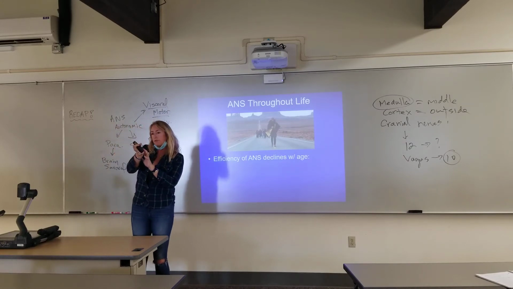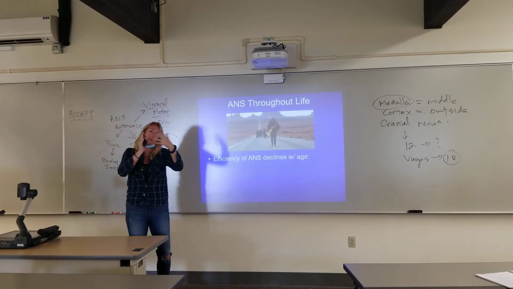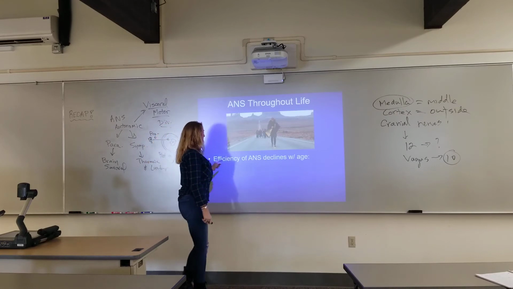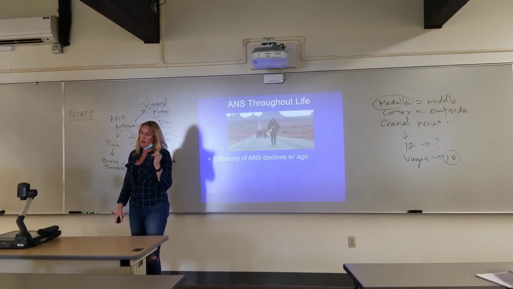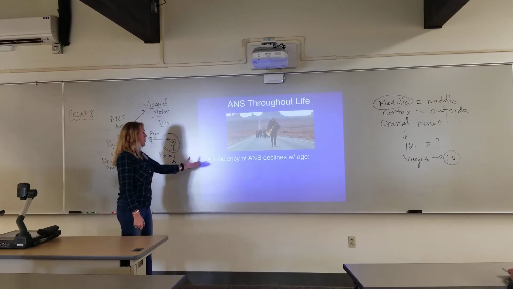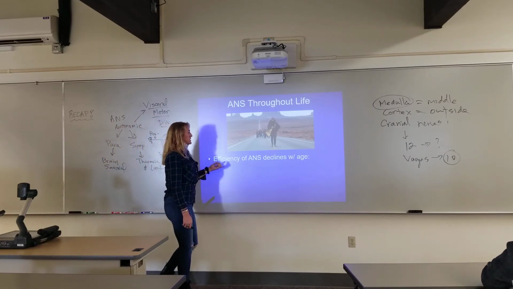What is the role of the parasympathetic nervous system versus the sympathetic nervous system? In general, the ANS declines a little bit throughout life. The ability of your autonomic nervous system to work effectively declines with age.